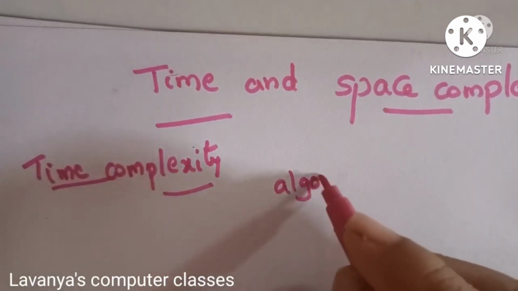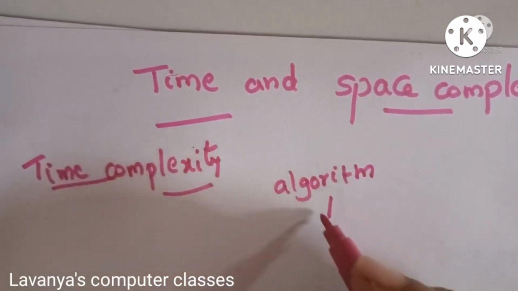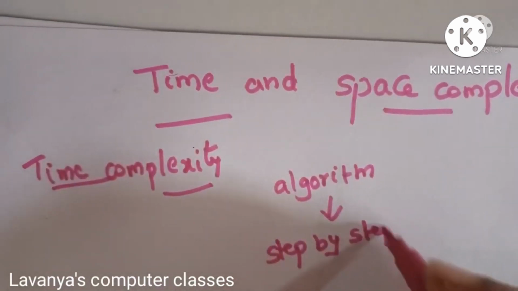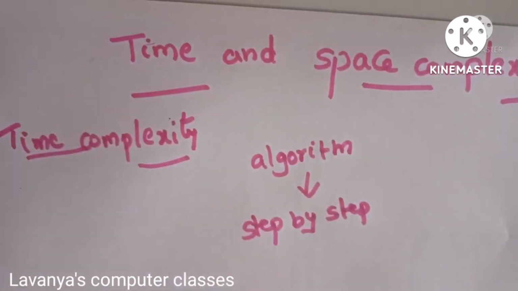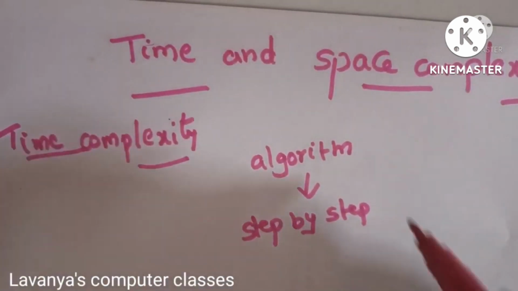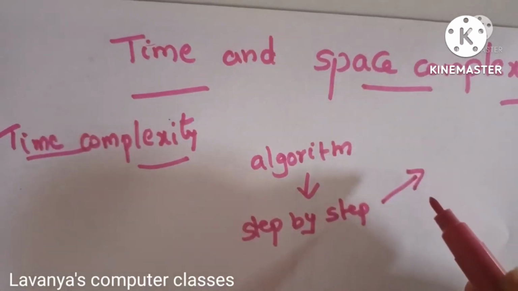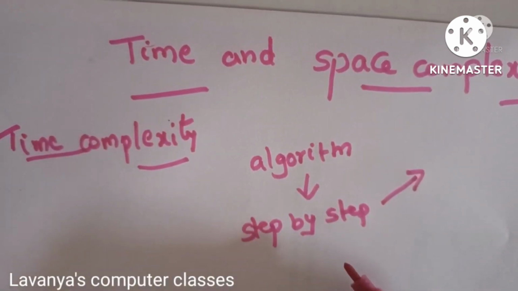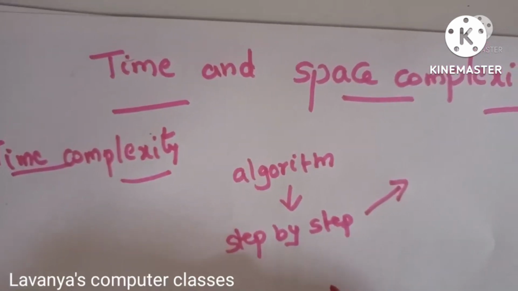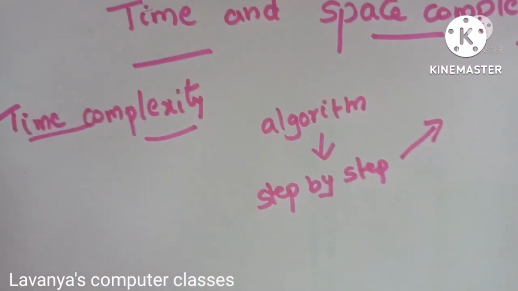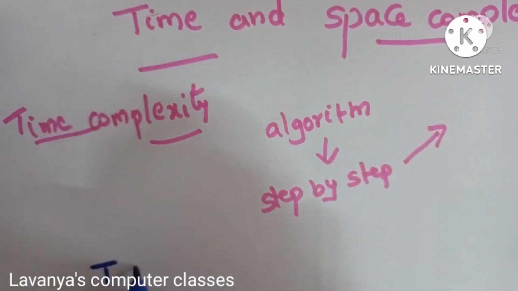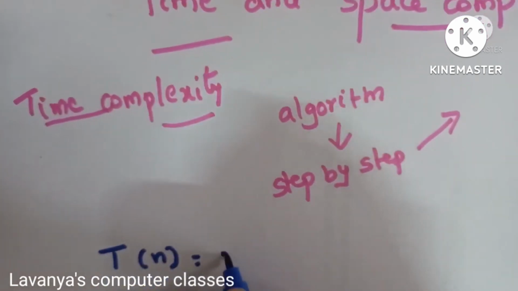That means you know what an algorithm is. An algorithm is a step-by-step procedure to solve a problem. So how much time is required for executing these steps, that is called time complexity. For running an algorithm, for executing any program, how much time is required? That is called time complexity. Now I will explain time complexity with some examples.